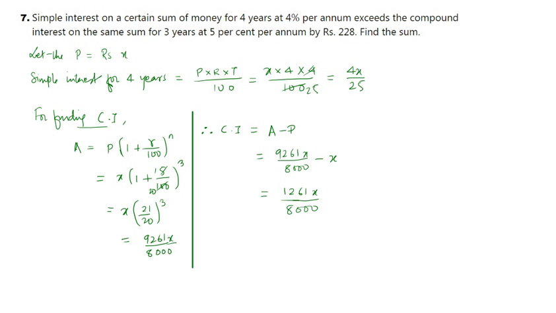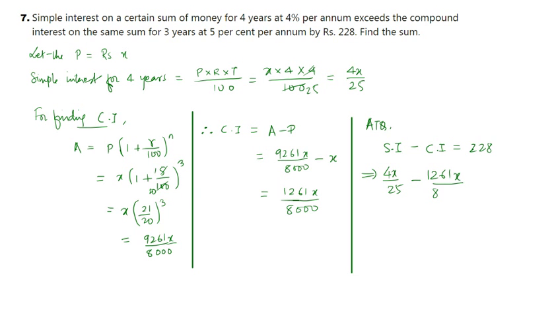Okay, now I got my simple interest and I got my compound interest. Now according to the question, simple interest exceeds the compound interest by this much. That means simple interest minus compound interest is given to be 228. So put the value. Simple interest is 4x by 25 minus compound interest 1261x by 8000 equals 228. Okay, so solve and find x. I'll leave this for you to complete by yourself, and whatever x you get will be the principal or the sum that you need to find. So you may pause the video and note down your solution.